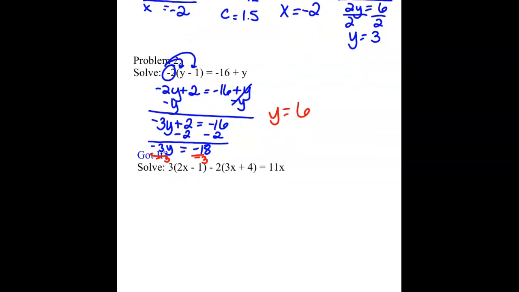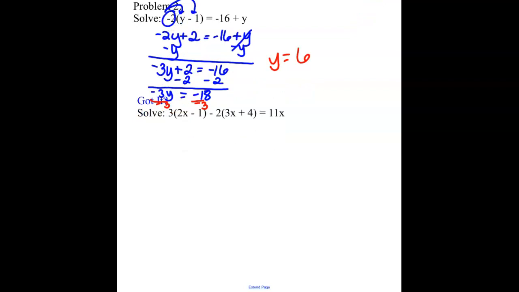Okay? Our next example, again, we have some distributing to do. We're going to distribute the 3. 3 times 2x would be 6x. 3 times negative 1 is negative 3. Then we have negative 2 that's getting distributed to both of those. So negative 2 times 3x would give us negative 6x. Negative 2 times 4 would be negative 8.